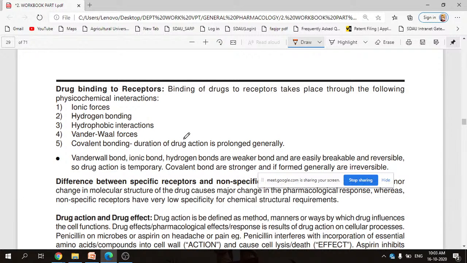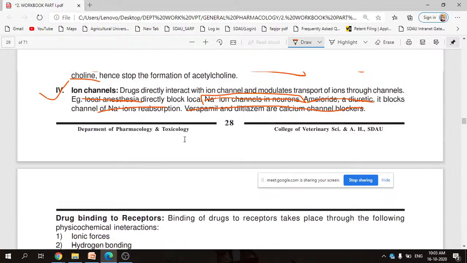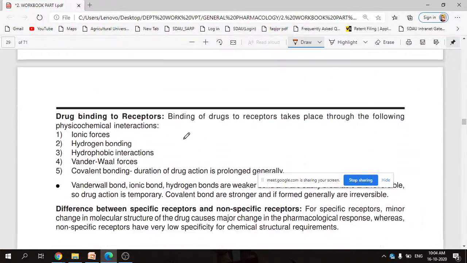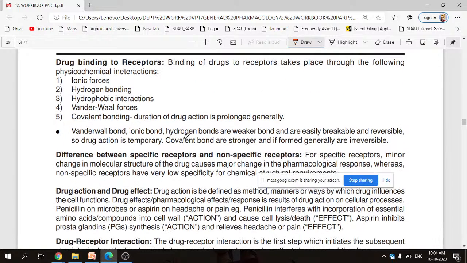Now the binding of the receptor to the drug is a very crucial process. Clear? Are you getting my screen on your mobile? Drug binding to receptors: binding of the drug to the receptor takes place through the following physicochemical interactions.